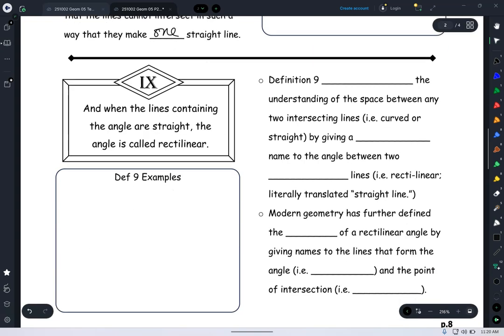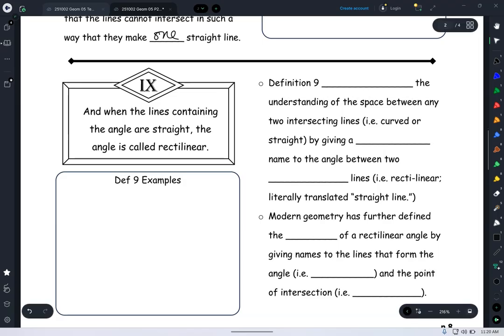All right. Now, definition 9 refines the understanding of the space between any two intersecting lines, okay, whether they're curved or straight. And so let's read definition 9. So definition 9 says, and when the lines containing the angle are straight, okay, before they were curved and straight, that's the example I gave you. Now we're saying when the lines containing the space between them are straight, that angle has a special name. It has a very specific name.